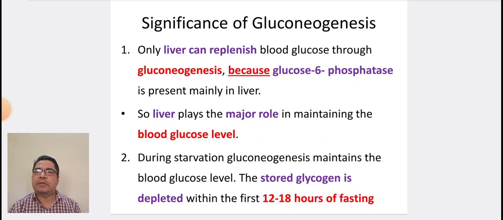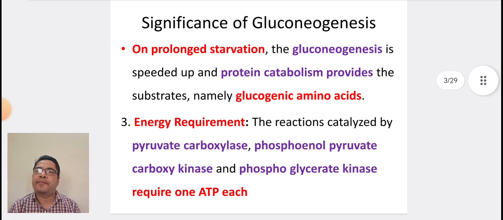Significance of gluconeogenesis. Only liver can replenish blood glucose through gluconeogenesis because glucose 6 phosphatase is present mainly in liver. So, liver plays the major role in maintaining the blood glucose level. During starvation, gluconeogenesis maintains the blood sugar level. The stored glycogen is depleted within first 12 to 18 hours of fasting. On prolonged starvation, gluconeogenesis is speeded up and protein catabolism provides the substrate, namely glucogenic amino acids.